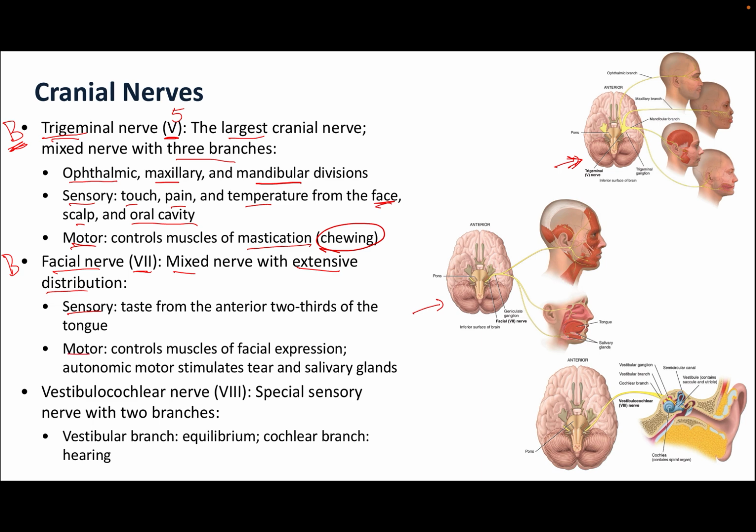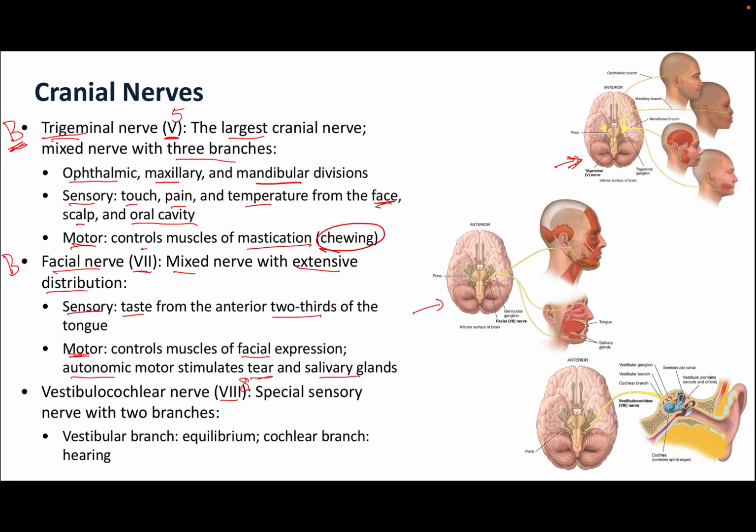The sensory tracts are going to be responsible for sending input about taste from the anterior 2/3 of the tongue, whereas the motor tract is going to control facial muscles for the various facial expressions, as well as the autonomic motor stimulation for the secretion of things like tears and saliva from the salivary glands. All right. And then we have cranial nerve 8.